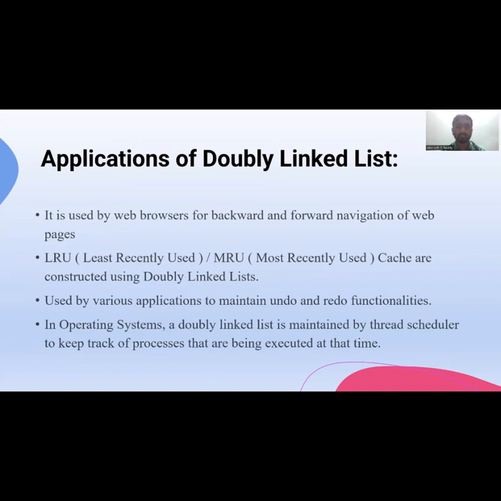It is also used in various operations to maintain undo and redo functions. If you have deleted any details in your system or computer, it can easily be undone and accessed if you want to redo. These are the functions which are built using a doubly linked list. In operating systems, a doubly linked list is maintained by the thread scheduler to keep track of the processes that are being executed at that time.